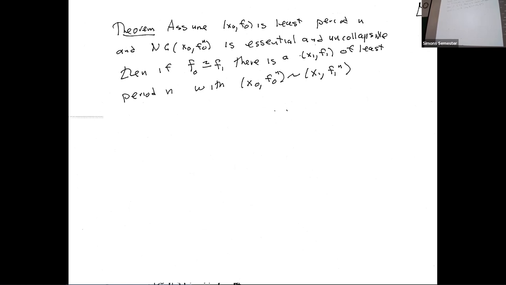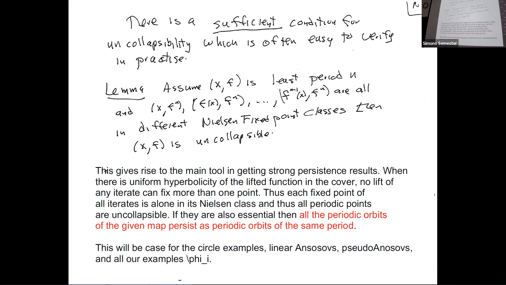There's this whole general question: if you have five Nielsen classes that are non-zero, can you always find a homotopic map with exactly that? That's a deep question. There's a lot of work on it, and I don't know all the results. All right, so this is what we're going to be using, this sufficient condition.